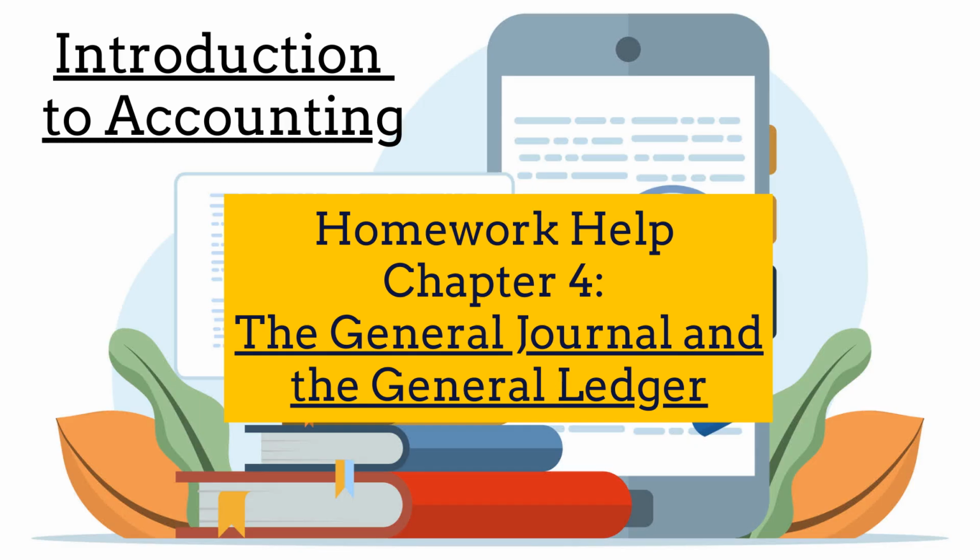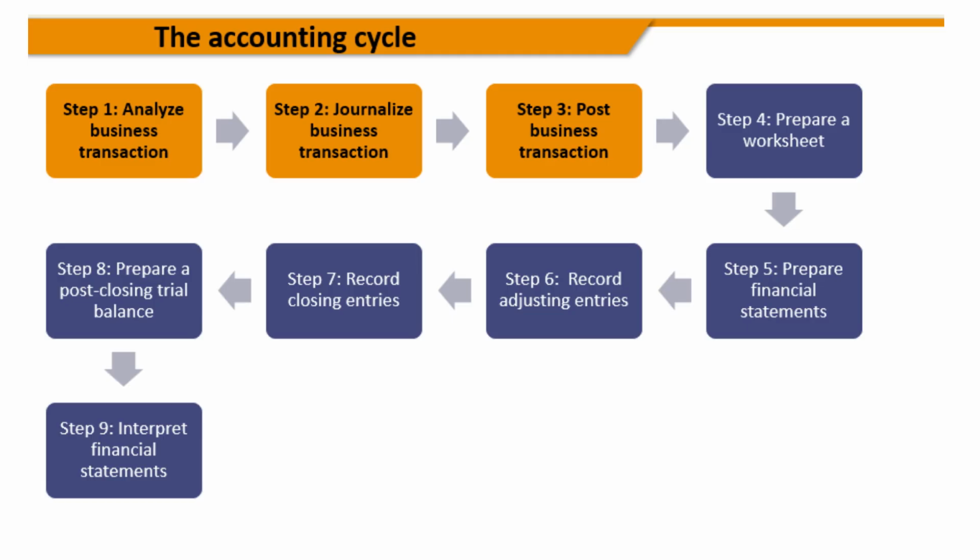Chapter 4 has 3 exercises that test you on the first 3 steps of the 9-step accounting cycle. First, you'll analyze the transaction for Castillo Shipping Service in Exercise 1 and determine the debits and credits for each of the 10 business transactions. In Exercise 2 and 3, you'll prepare the general journal and post these 10 transactions.